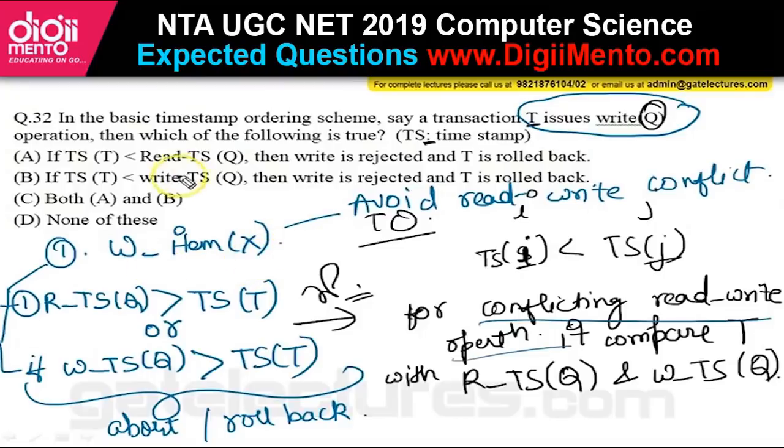Okay, so let's read out the options. The first option says, if the timestamp of T is less than the read timestamp of Q, then the write is rejected and T is rolled back. Yes. Also, if the timestamp of T is less than the write timestamp of Q, then the write is rejected and T is rolled back. So basically both of the options are right here. So C is the right answer here.